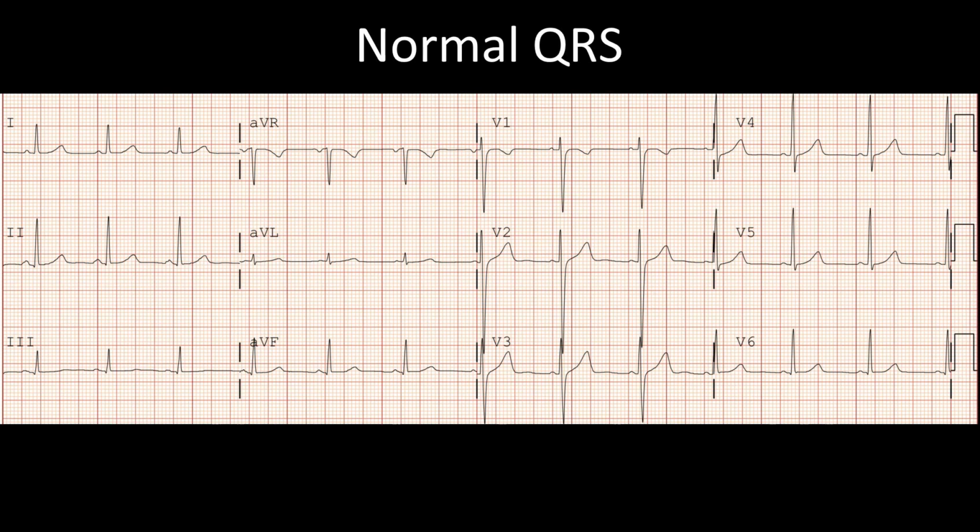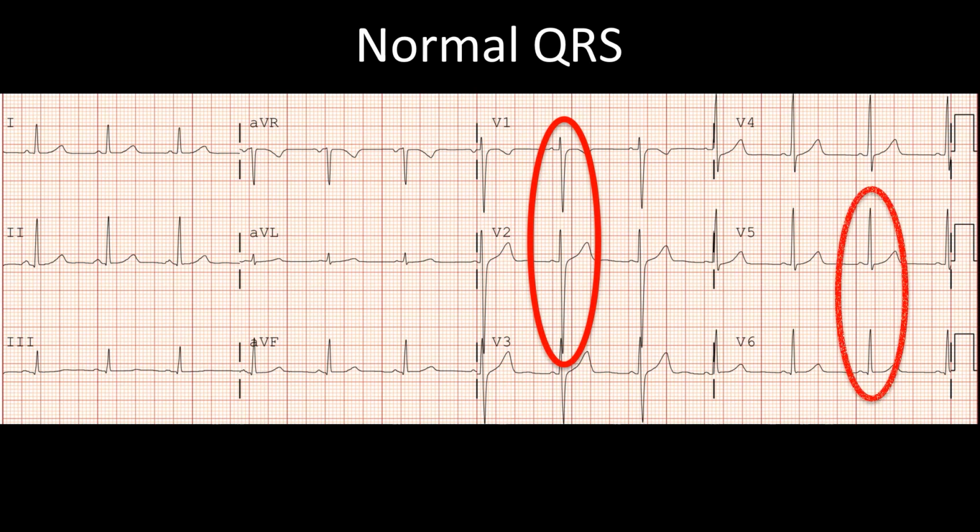This is an example of a normal ECG. And here you see that in leads V1 and V2, there's a small R wave and a large S wave and no Q waves. But when you look at V5 and V6, there's a small Q wave in lead V6, followed by a large R wave, and a small S wave is seen in V5.